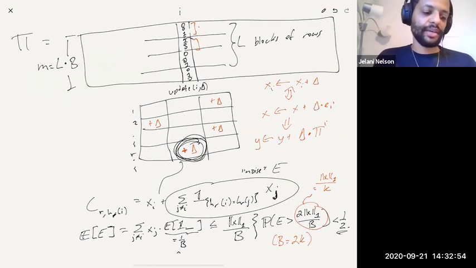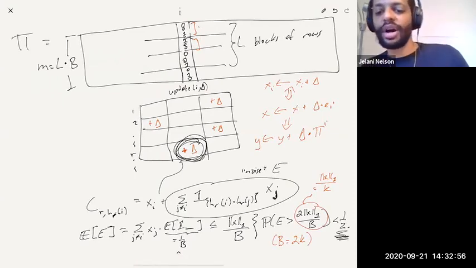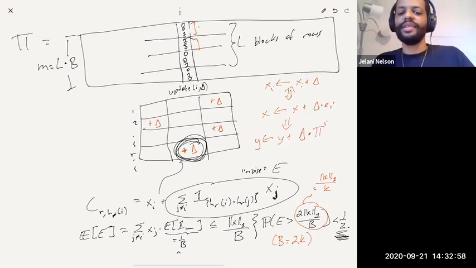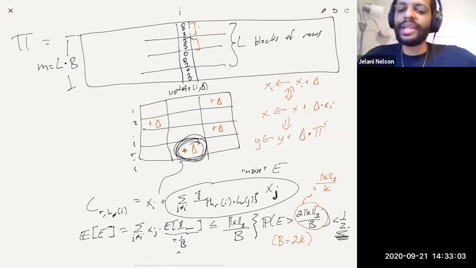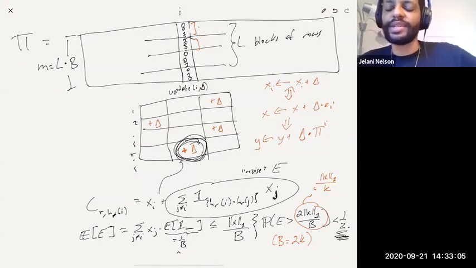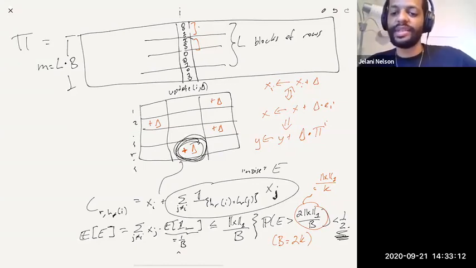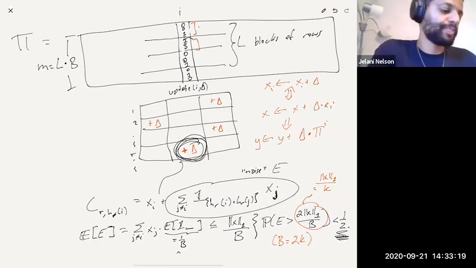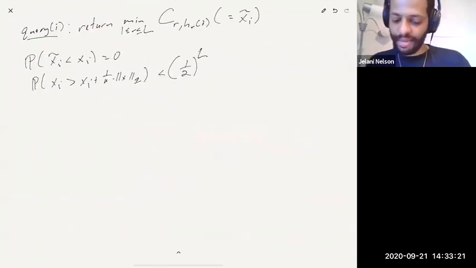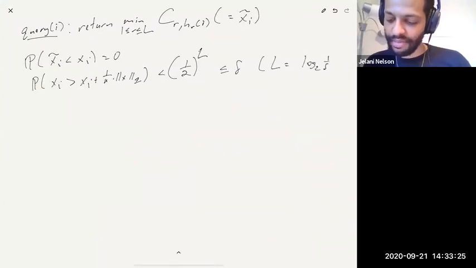We said that for a fixed r, the probability that the error in the rth counter is too big is less than 1/2. So what's the probability that even the minimum counter has error that's too big? If the minimum counter is too big, that means all of them are too big. Since the h's are chosen independently from each other, that happens with probability less than 1 over 2 to the Lth power, right? And this is at most delta, because remember we chose L to be the ceiling of log base 2 of 1 over delta.